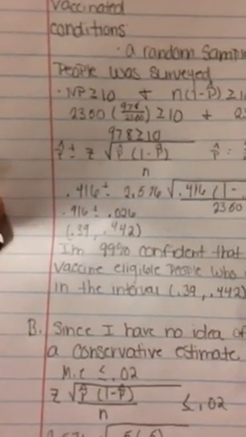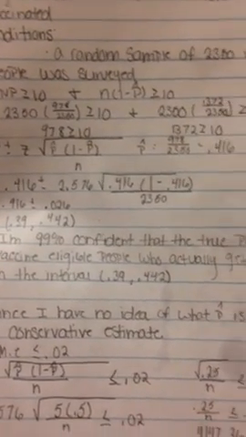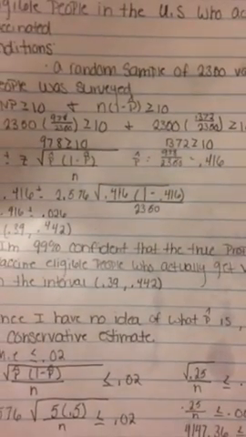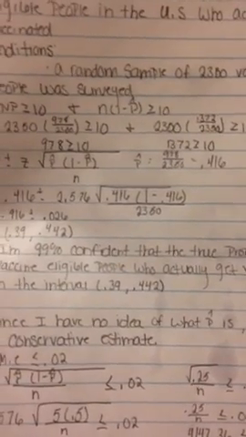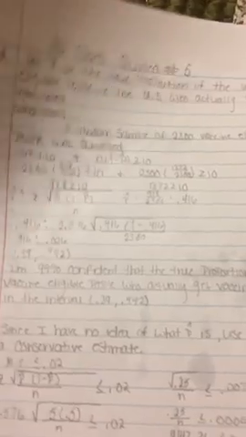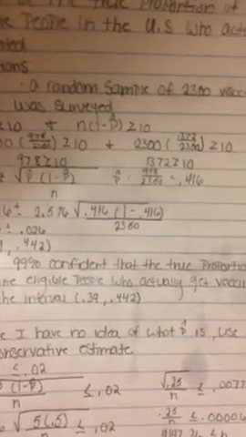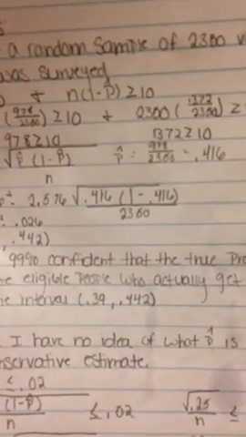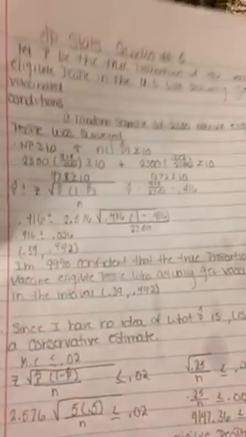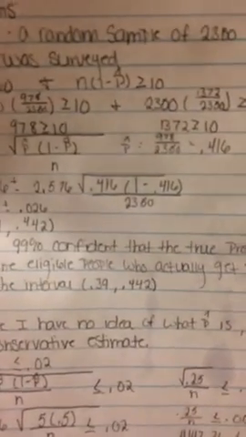So I did 0.416 plus or minus 2.576, and then I had to do the square root of 0.416, which is the p hat, right there in the formula. And then I did 1 minus the p hat, times 0.416, divided by 2,350, which got me to 0.416 plus or minus 0.026, because that's what I got right here.